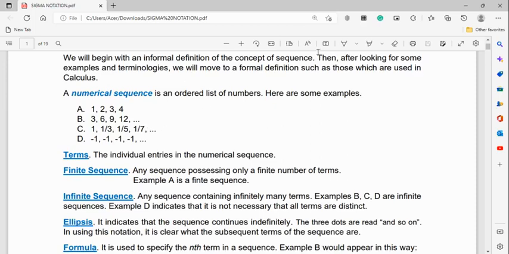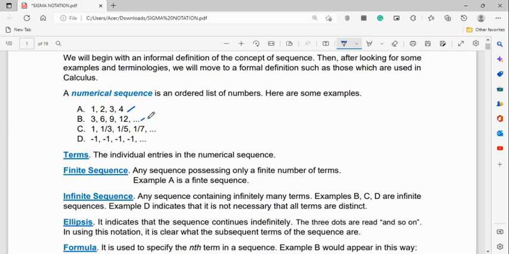So meron tayong tinatawag na numerical sequence. Okay, katulad na nakikita ninyo, is an ordered list of numbers. Ordered means magkakasunod-sunod sila, no, based sa rule. 1, 2, 3, 4, okay, is ordered. 3, 6, 9, 12 as well. Nakikita tayong rule, no?